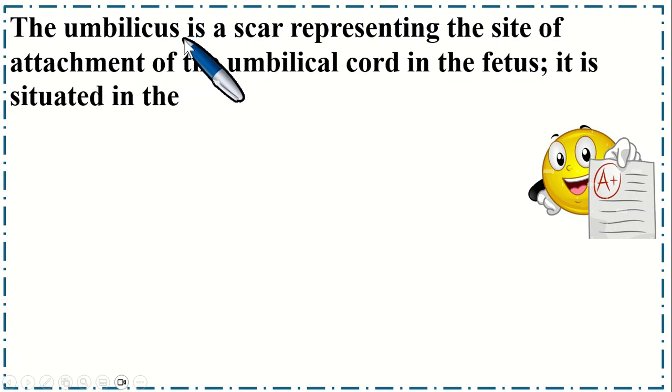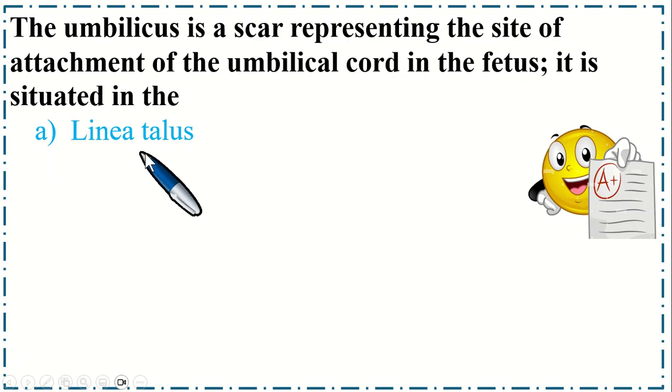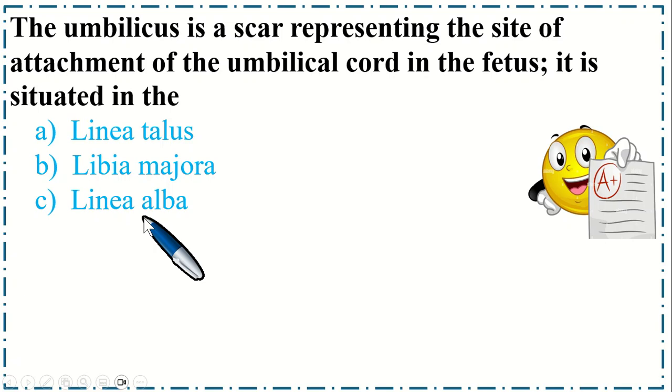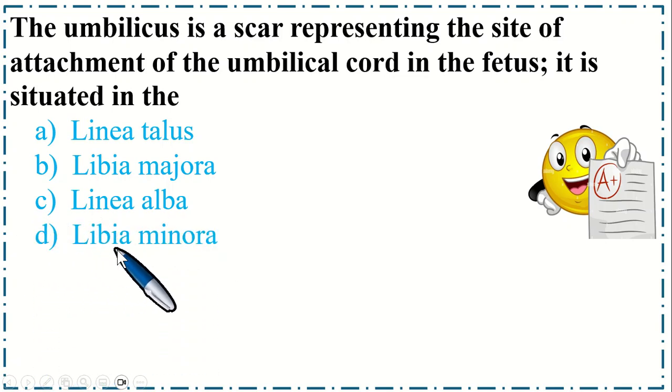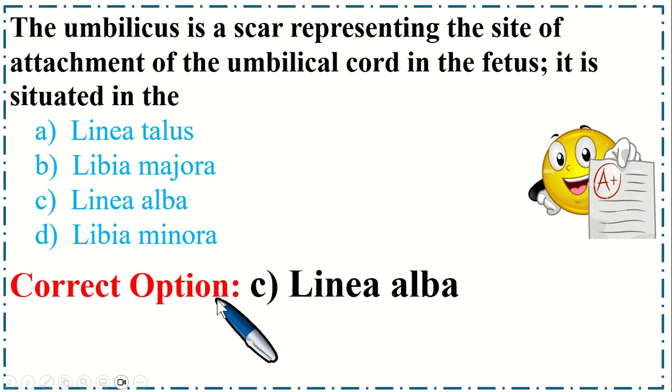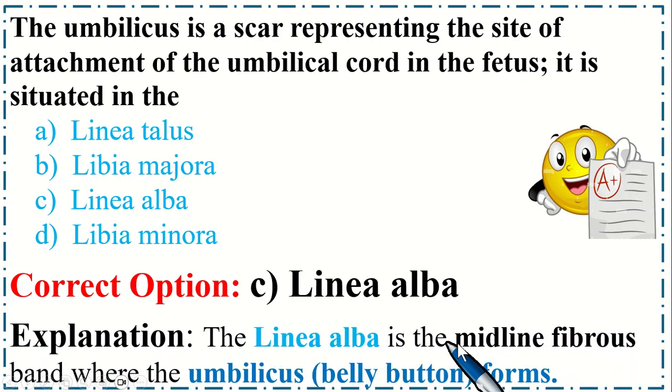The umbilicus is a scar representing the site of attachment of the umbilical cord in the fetus. It is situated in the option A linea semilunaris, B labia majora, option C linea alba, and option D labia minora. So the correct option is C linea alba. The linea alba is the midline fibrous band where the umbilicus, belly button, forms.